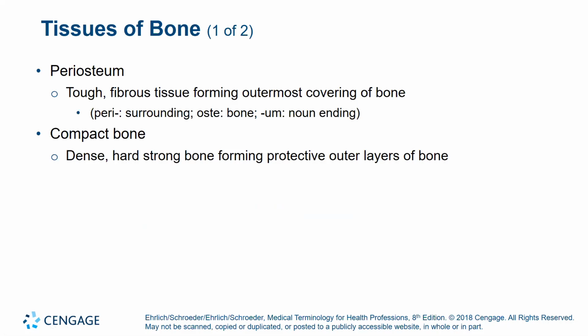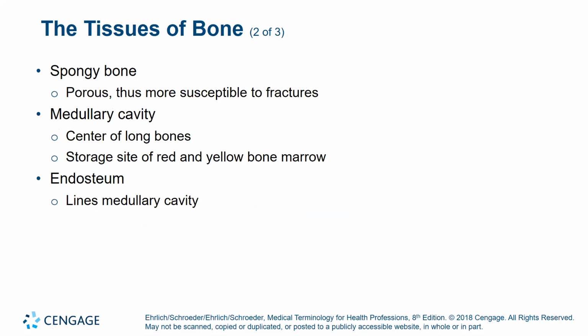And then we have compact bone. This is the dense, hard, strong bone forming the protective outer layers of the bone. We have spongy bone. This is porous, thus more susceptible to fractures. We have the medullary cavity. It's the center of long bones. This is the storage site of red and yellow bone marrow. And then we have the endosteum, which just lines the medullary cavity.